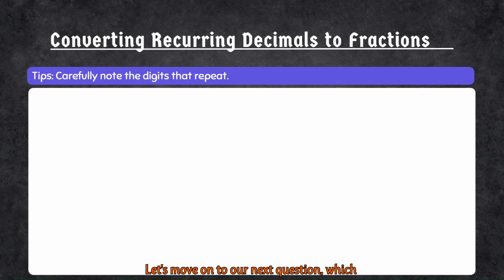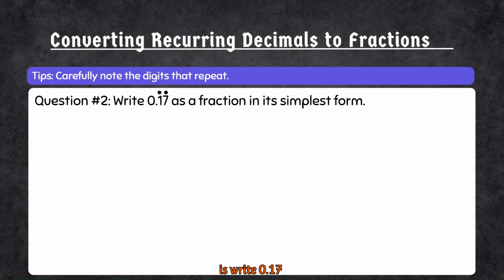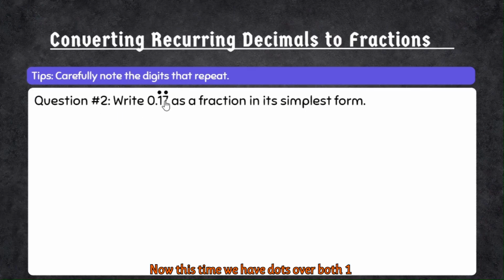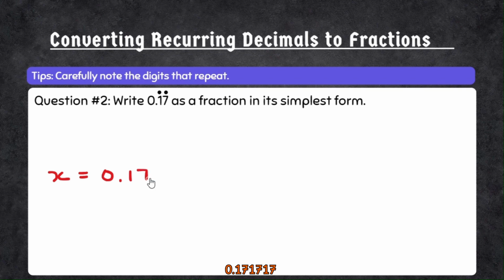Let's move on to our next question, which is write 0.17 recurring as a fraction in its simplest form. Now this time we have dots over both 1 and 7. This means that 1 and 7 are both recurring in this decimal. So our x would be 0.171717 and so on. Now we're going to try to get sets of numbers. So for example, 17, 17 and 17 are recurring.